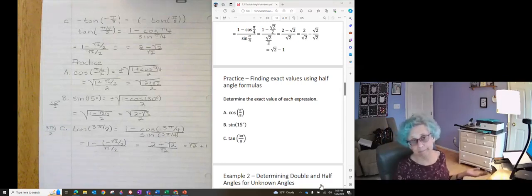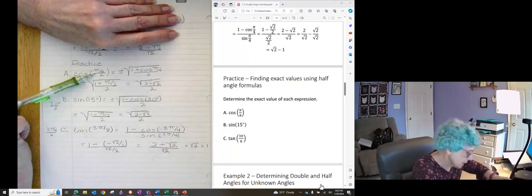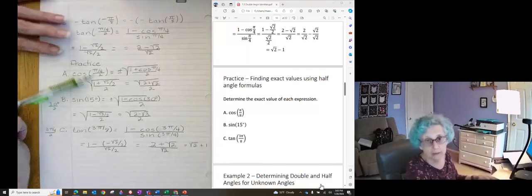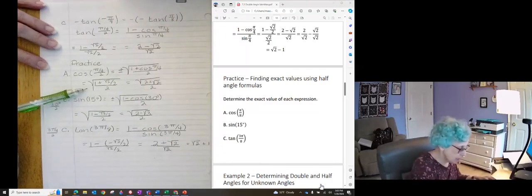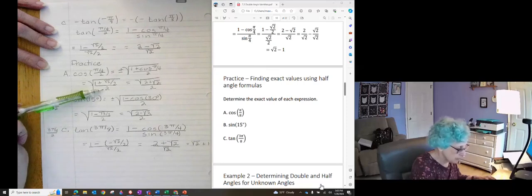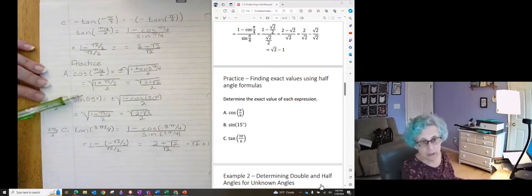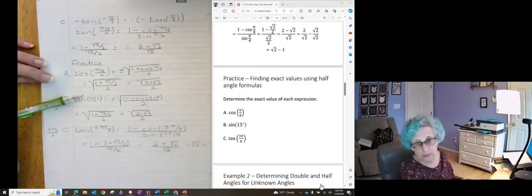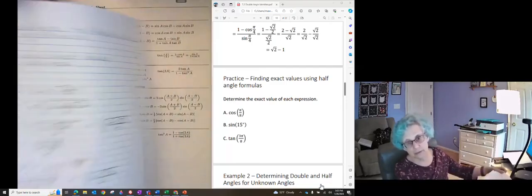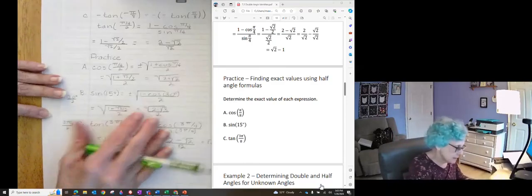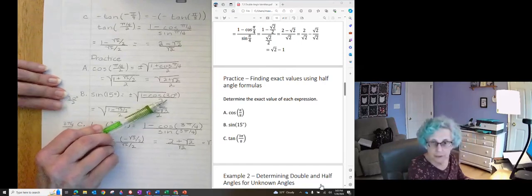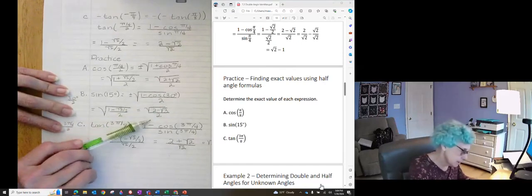How'd it go? Not bad. So again, pi over 8 is pi over 4 divided by 2. I know that lives in quadrant 1, so it's going to be positive square root of 1 plus the cosine of pi over 4 divided by 2. Multiply everybody by 2. Sine of 15 degrees, well, that's exactly the same as the sine of pi over 12, so I did the exact same thing: 1 minus cosine of 30 degrees divided by 2.